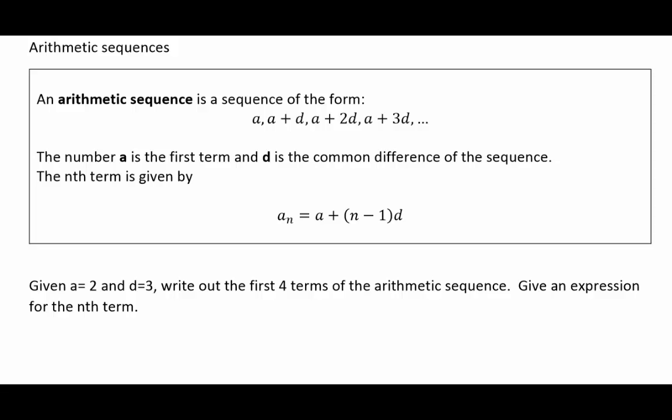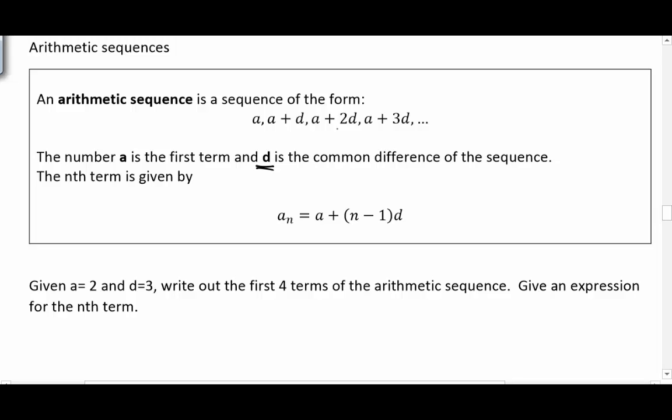So the formula definition of this is we have some sort of common difference d, and we're going to add that d to the first term. That's going to give us the second term. And then we're going to double the difference and add that to the first, and that'll give us the third. So we're constantly adding that term in.